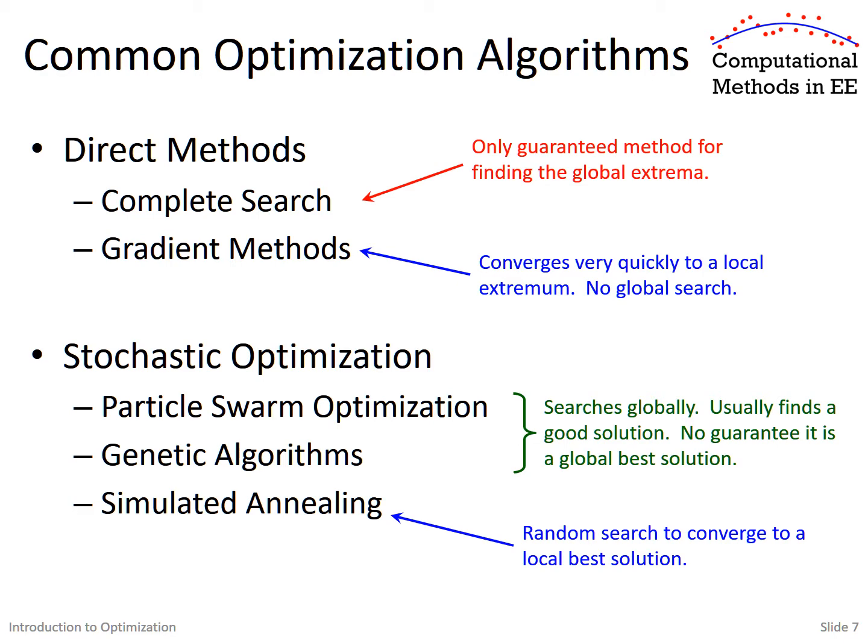So direct methods also include the complete search or the comprehensive search. And as I mentioned, if nothing's known, that's really the only way that we can guarantee a global best solution. And then, of course, there are these gradient methods. You've seen some of those in previous lectures, Newton's method, for example, the Newton-Raphson method. And in a following lecture, we'll talk about Newton's method, which is really a neat little tweak to the Newton-Raphson method to turn it into an optimization algorithm instead of root finding. So we have direct and stochastic optimizations, and we'll talk about all of these.